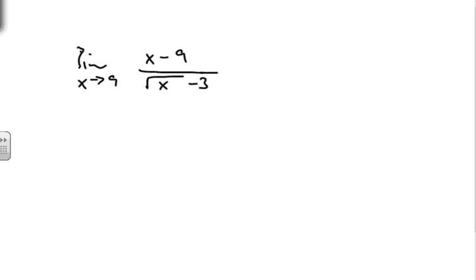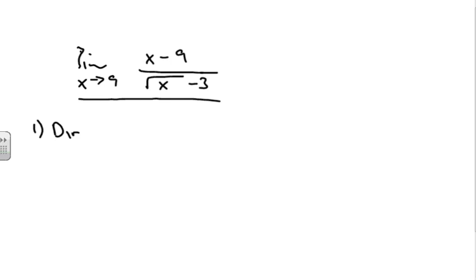So, welcome back. We're going to continue on finding limits algebraically. We're going to go through two examples of how to find limits using what's called the conjugate technique. The first thing when you're given a limit like so, is to always try to see if this function is continuous.